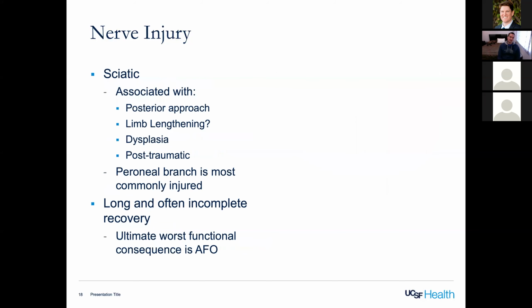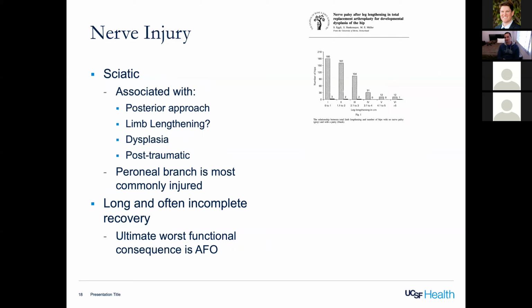So in terms of sciatic nerve injury, it's classically associated with any posterior approach, which just makes sense because you're in that area. It is associated with limb lengthening, although I put a question mark up there because there's been a couple of studies that actually questioned that. This was a study that looked at limb lengthening for replacement arthroplasty in developmental dysplasia and showed really no correlation between the actual sciatic nerve injury and limb lengthening, even though we're classically taught that.